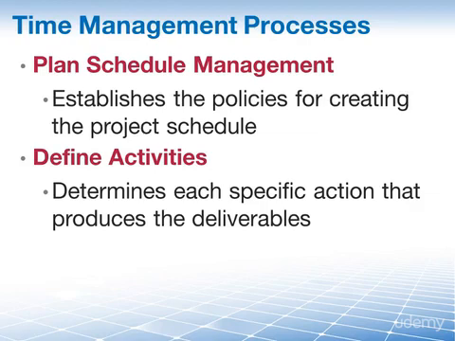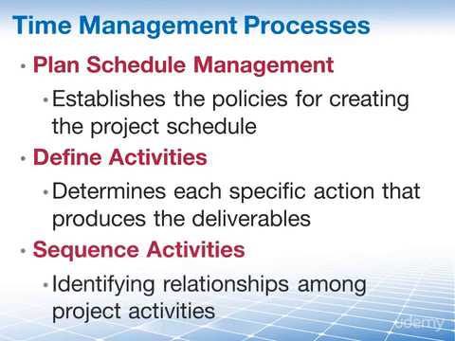Then we move on to define activities. This is the process of identifying and documenting the specific actions to be performed to produce the project deliverables. From this process, we get the list of our activities, which later on in Develop Schedule we'll have to input into the scheduling tool. Once we know the activities for our project, we can sequence them. We can put them in order. This is the process of identifying and documenting relationships among the project activities. And of course, these relationships later on need to be put into our scheduling tool so that we can develop our schedule.